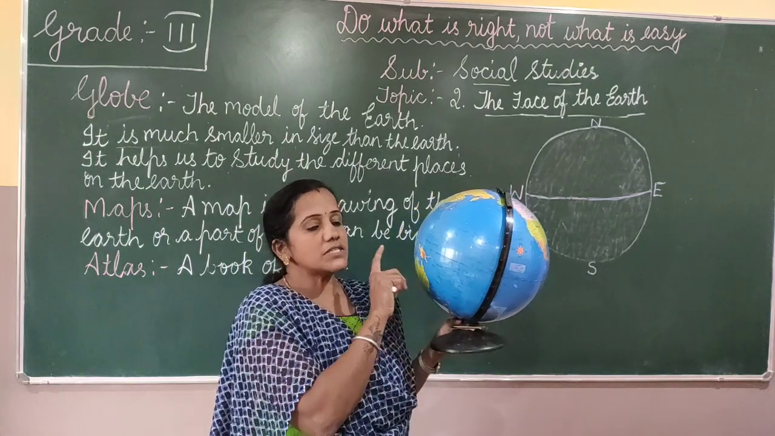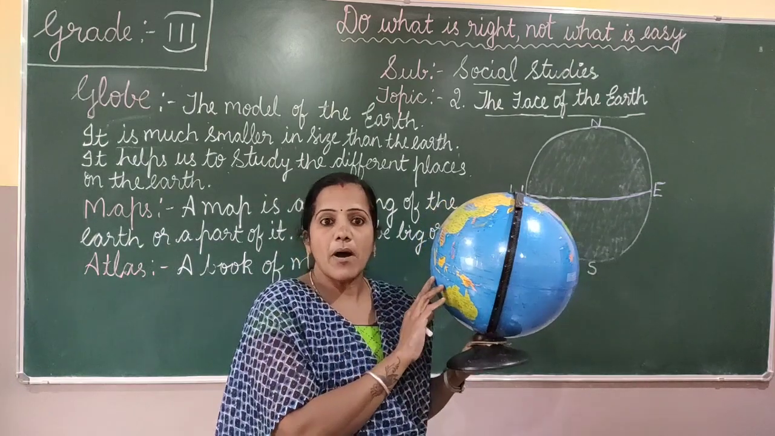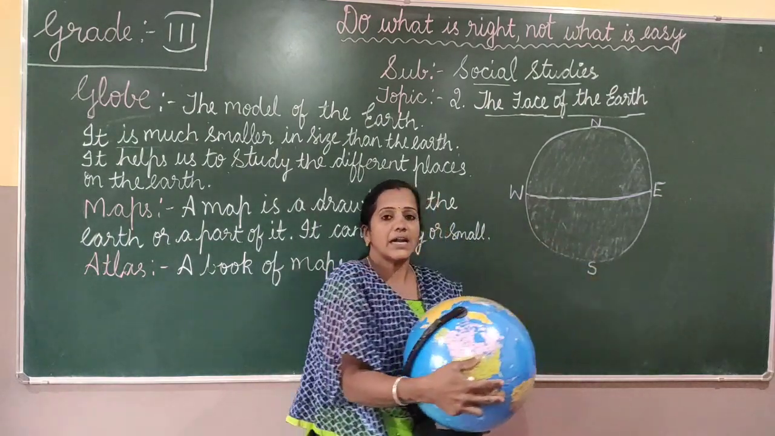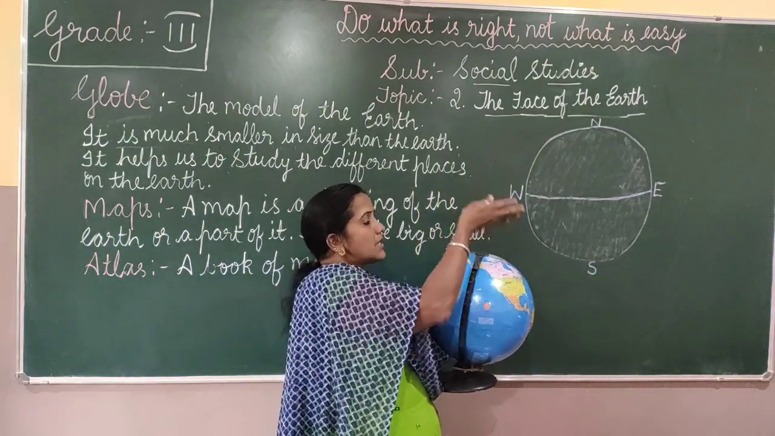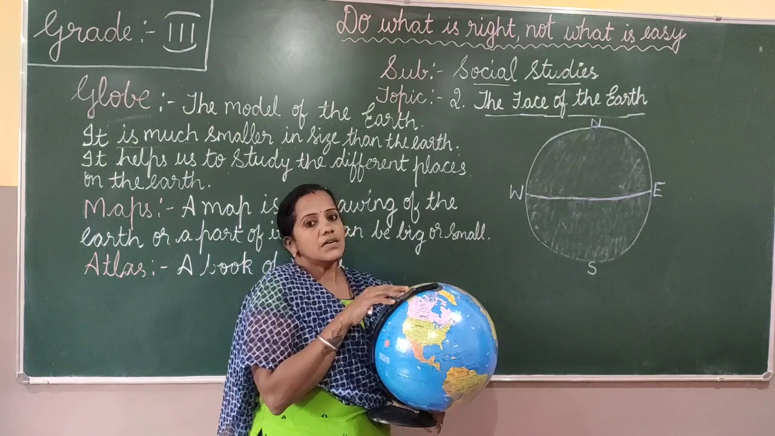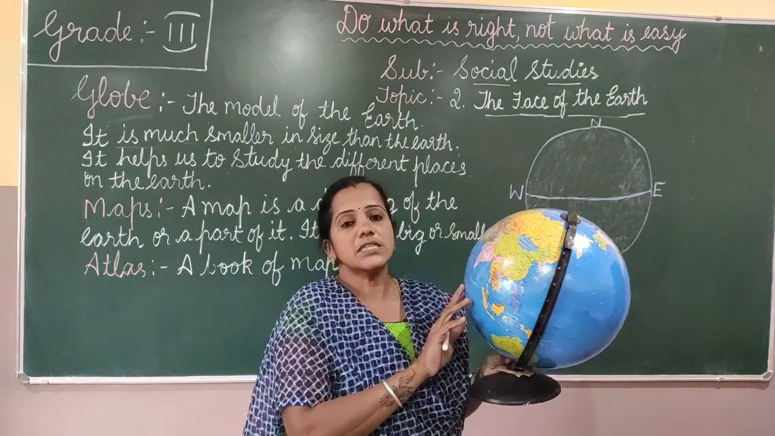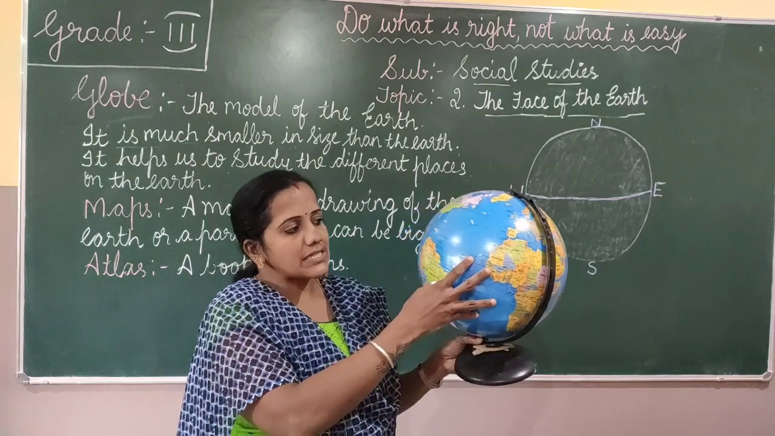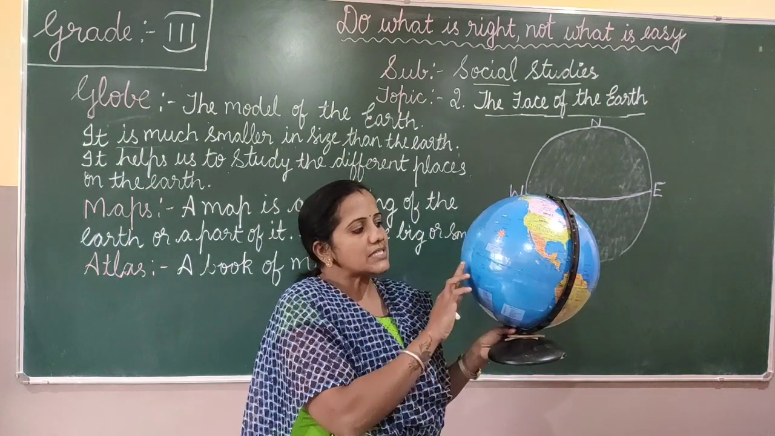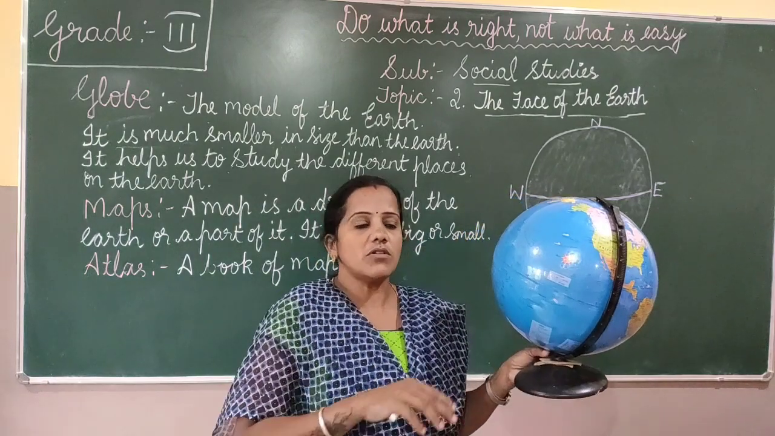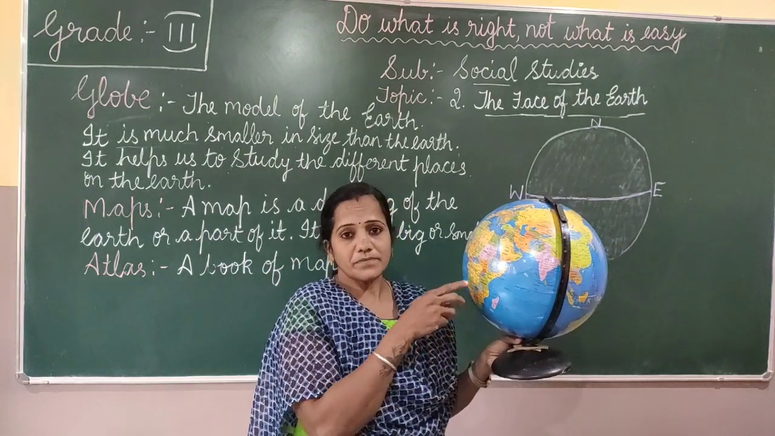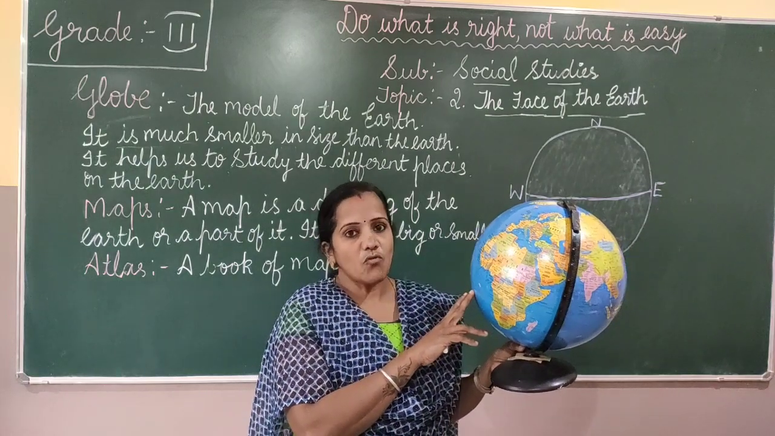So by using this globe we can study about the earth. In a picture at a time we can see only a part of it, so we cannot see the other part of the earth. But by using this globe we can see half of the earth at a time, and if we turn it, we can study the other side of the earth also. There are different colors on the globe which represent the places and also the water bodies.